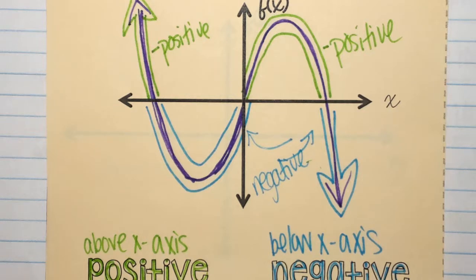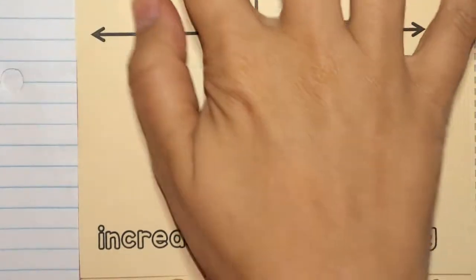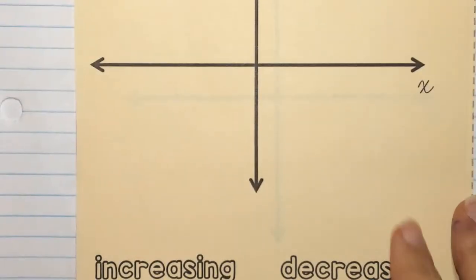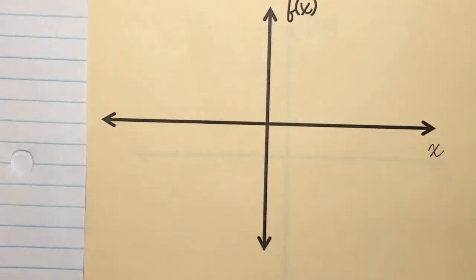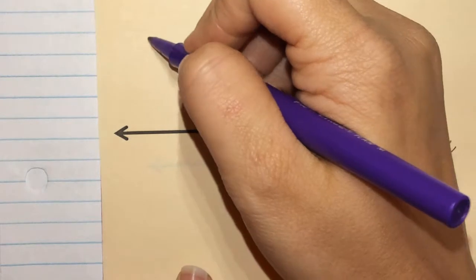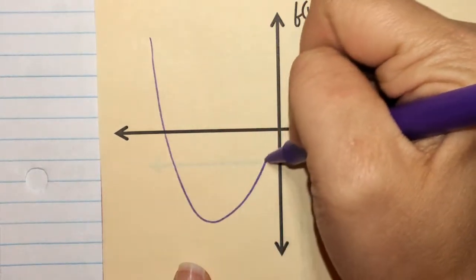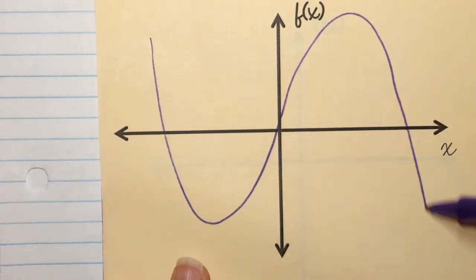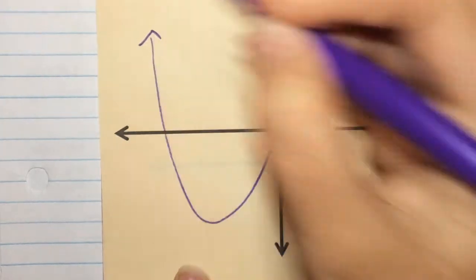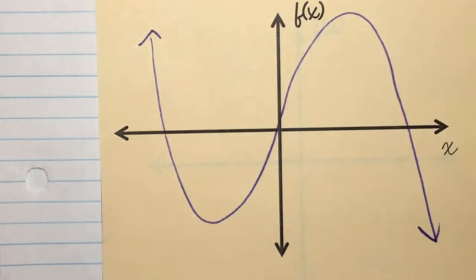All right, so increasing and decreasing. Increasing means the graph is going up. Decreasing means the graph is going down. So let's draw the same function. This time I'm going to do increasing in pink, and I'm going to do decreasing in a yellowy color.